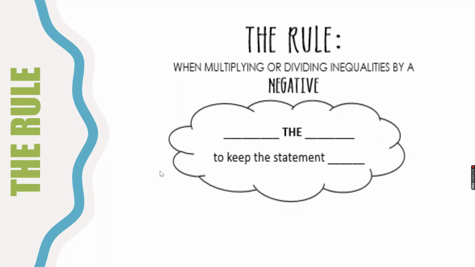So here's the rule. Whenever we're multiplying or dividing inequalities by a negative number, so only a negative, we know that we're going to flip the sign to keep the statement equal. We want it to be equivalent. In order to do that, we have to flip the sign.